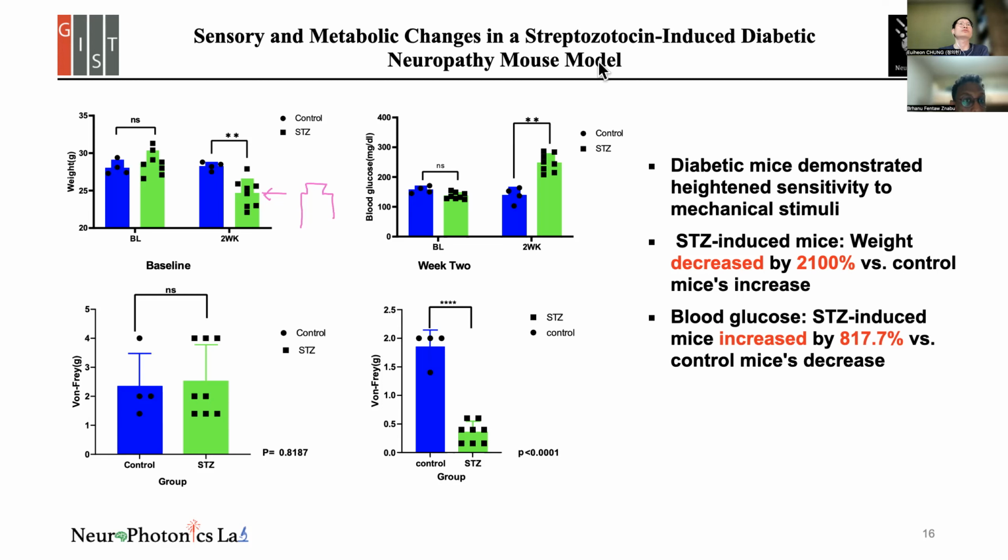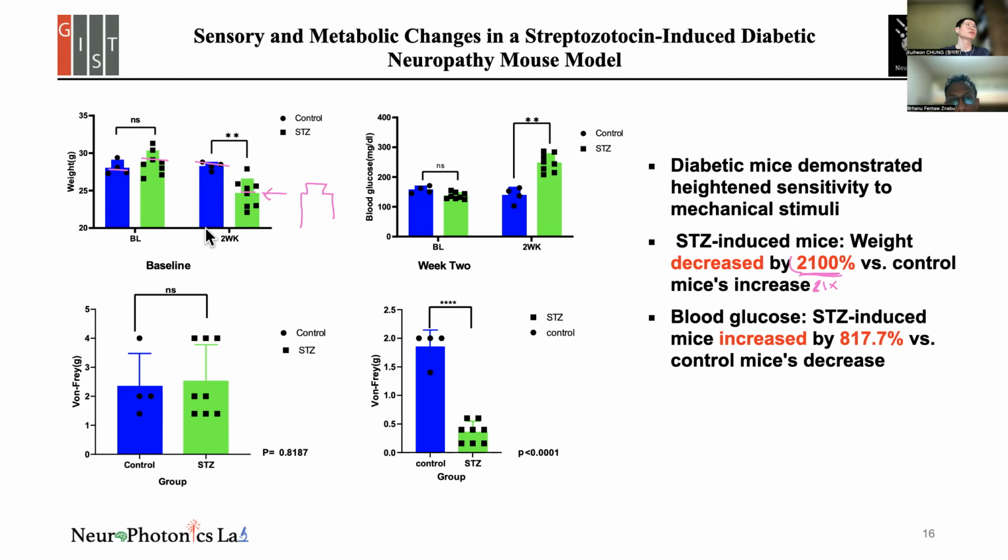Sensory metabolic, is this true? 2000%? Weight decrease versus control mice increase. You mean weight decreases by 2000%? What do you mean? I mean it is like 21 times compared to the mice increase. I'm not sure. I don't understand what you are talking about. I mean, weight can decrease by 100% at most. This is not that much.